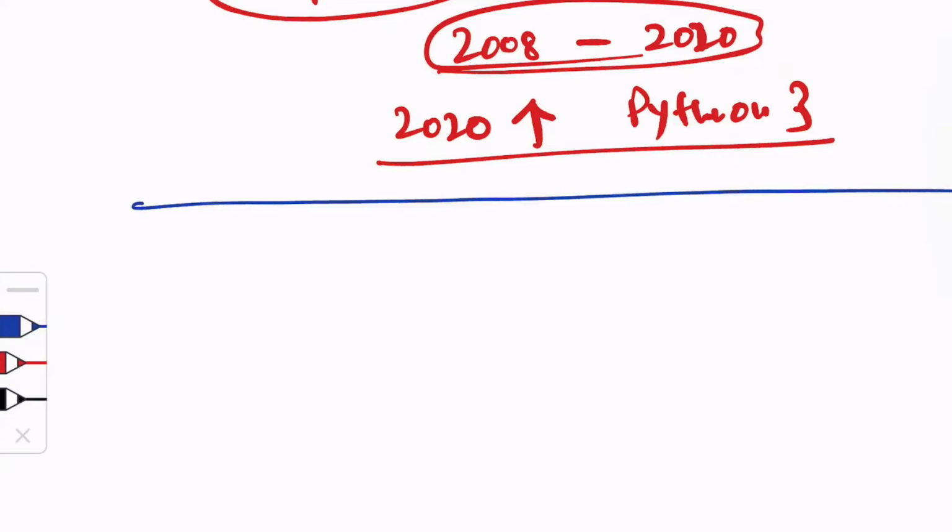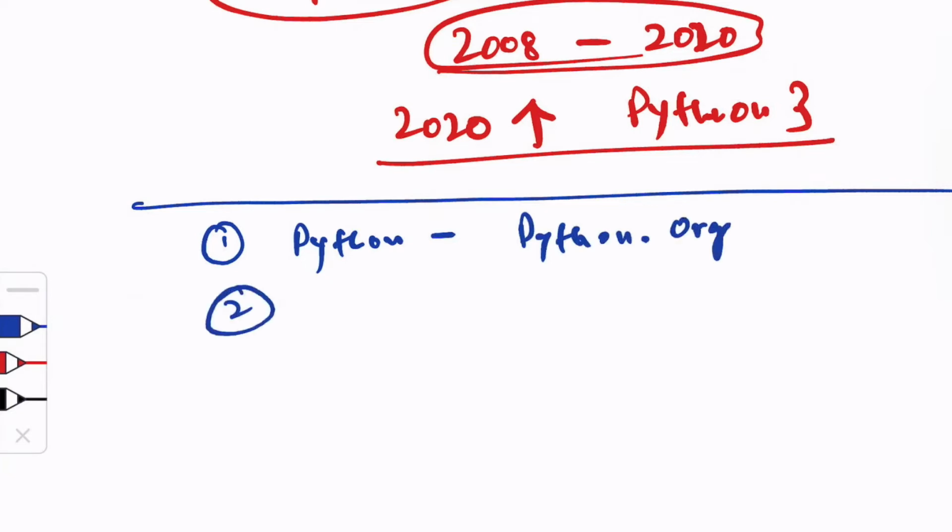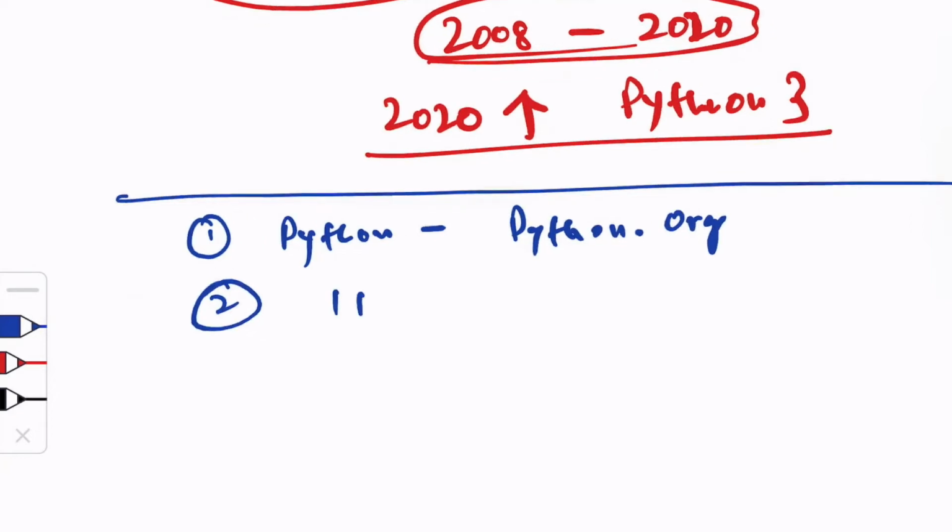So there are various ways. The first way is you can download Python. It's an open source software from python.org. The second would be you can download it from IPython. I will just talk about it. It is an interactive Python.